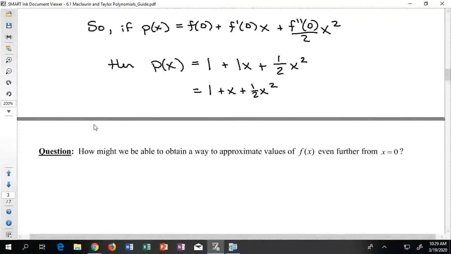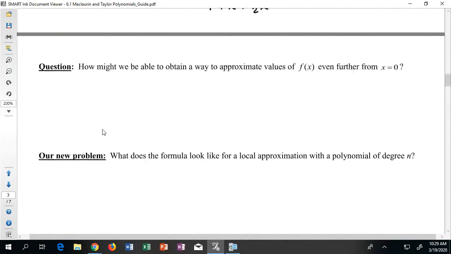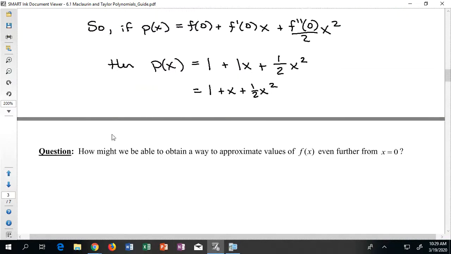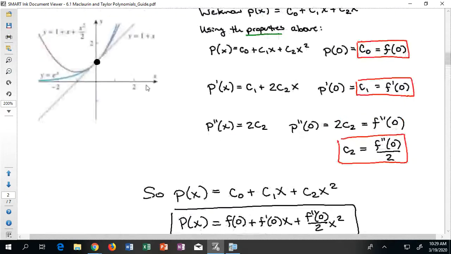All right, so we're going to take a look here now at the next question on the next page. How might we be able to obtain a way to approximate values of f of x, like we were kind of doing up above, but ones that are even further away from 0? Again, our line approximation was pretty good, and it lasted for a pretty long time, but the quadratic approximation was even better. So how could I maybe make this approximation even better than before?